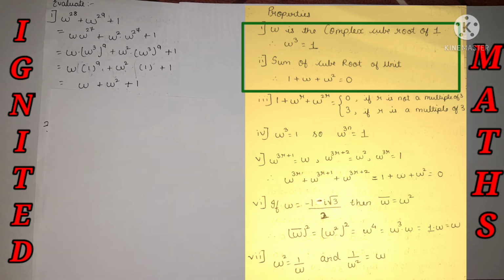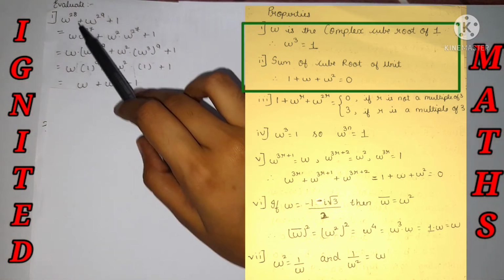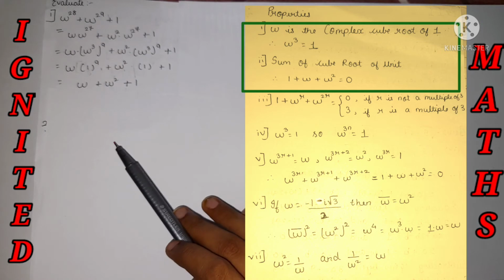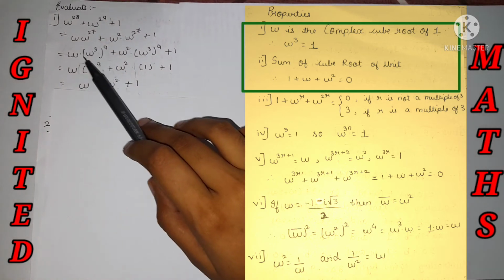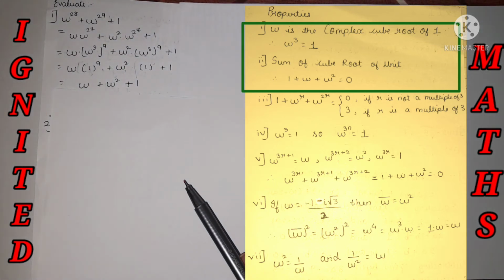Here the simple trick I have used is to do the modification and the calculation in the simplest way, bringing out the omega raised to cube value, because we have the property that omega raised to cube is equal to 1. So we can do this in the simplest form. So take the omega raised to cube value.